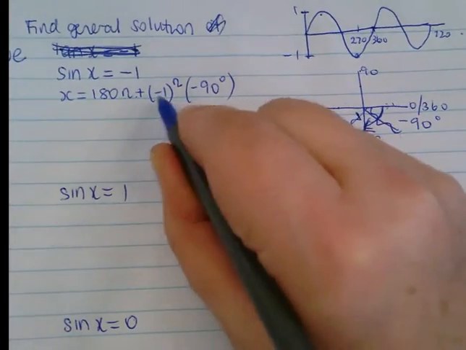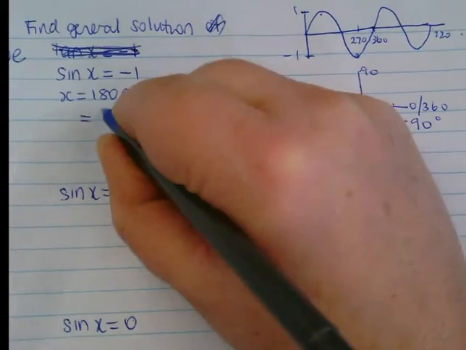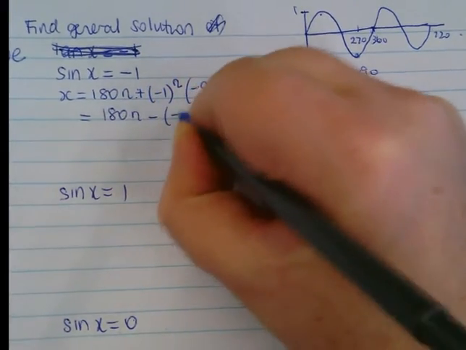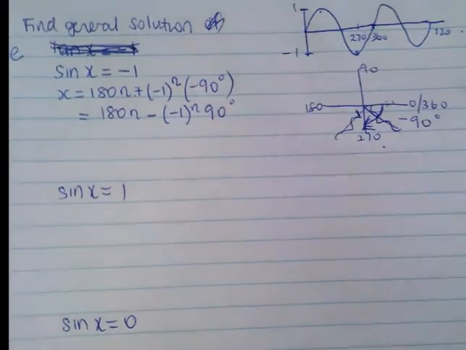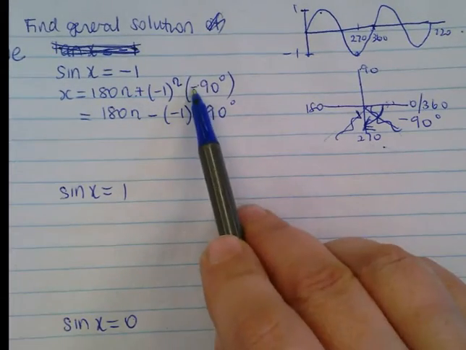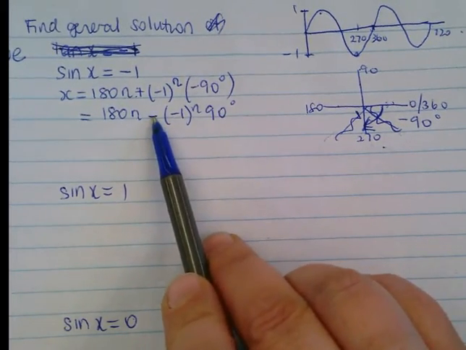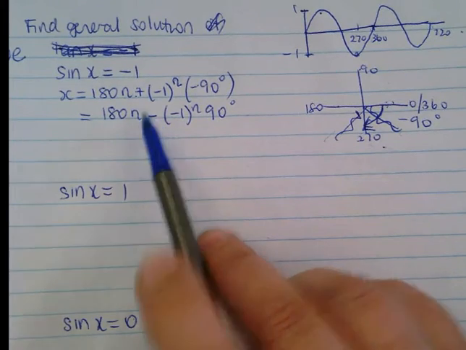Instead of writing plus (-1)^n times 90, I just bring this minus here. So it's 180n minus (-1)^n times 90 degrees, because it's plus a negative 90 times that. Instead of plus a negative, you just put minus here.